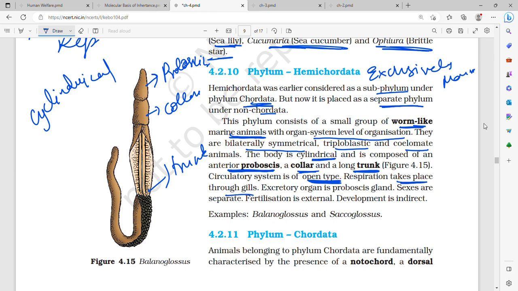Respiration is through gills. Circulatory system is of open type. Excretory organ is the proboscis gland. Sexes are separate. Fertilization is external. Development is indirect. Examples are Balanoglossus and Saccoglossus.